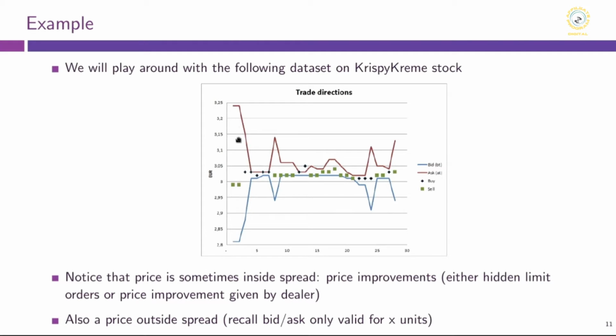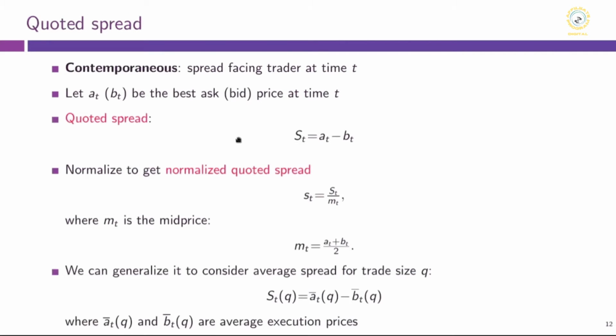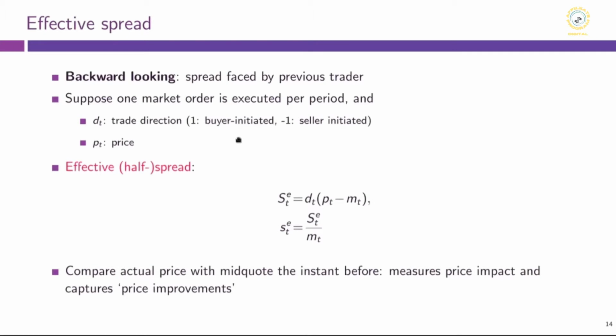So how can we leverage that information? We can do that by looking at effective spread. An effective spread will not be a forward-looking measure, so it is not a measure of the price at which I can trade going forward, but rather a backward-looking measure. It says what was the trading cost faced by the previous trader.